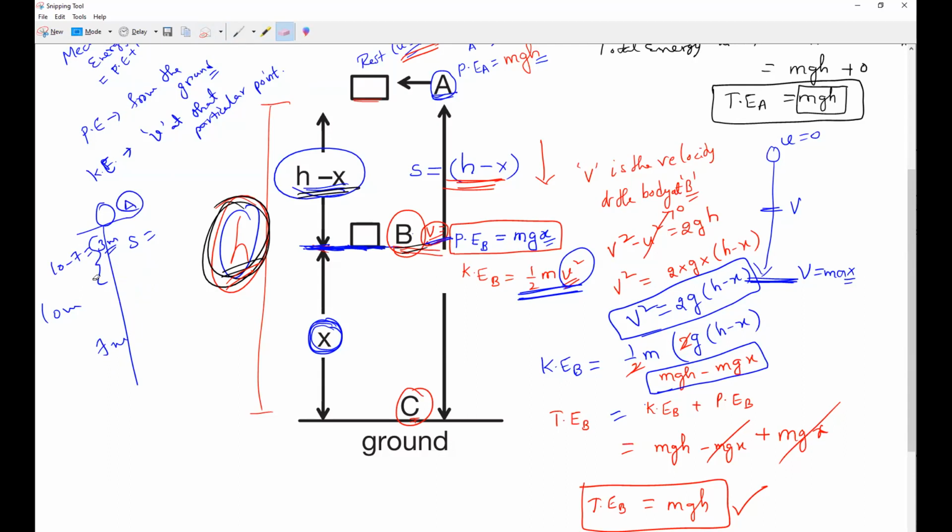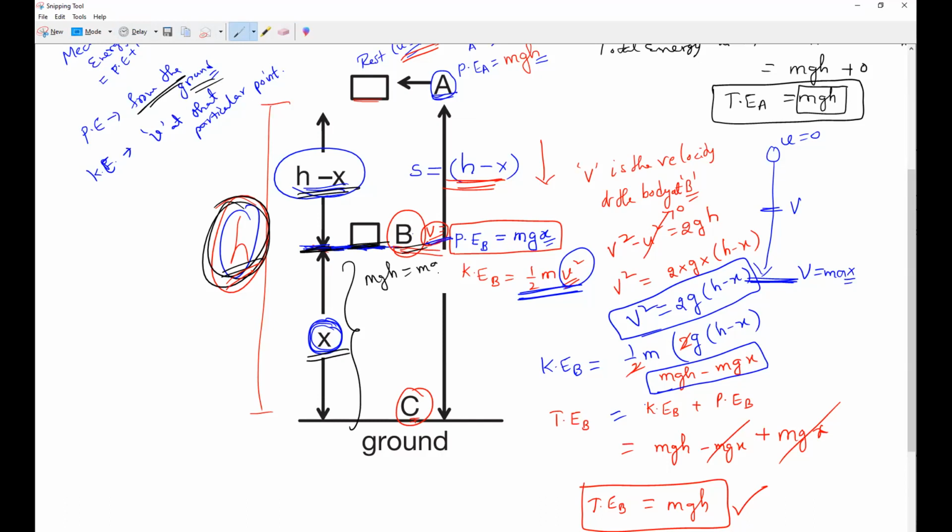Now from A to C, at point C, we are calculating. From A to C, what is the displacement traveled by the body? Abhirami has a doubt: potential energy means mgh only, no, sir? Of course, I am saying mgh only, but h means the height from the ground. What is the height from the ground at point B? It is x. So mgh, where h is equal to x.